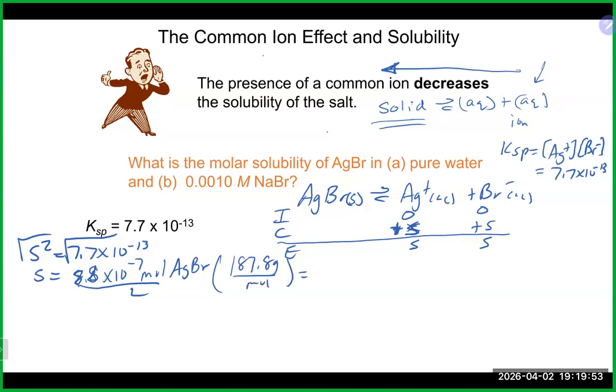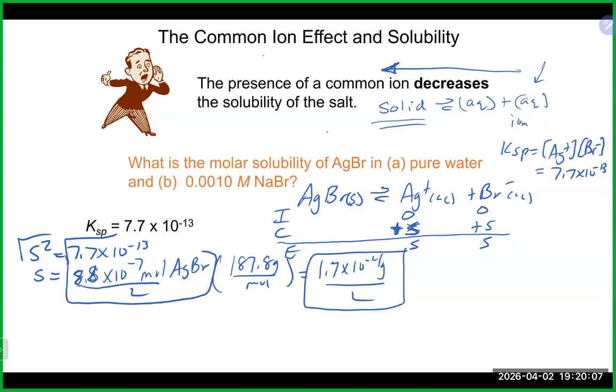And that means in water, we can get a solubility of silver bromide of about 1.7 times 10 to the minus 4 grams per liter. So this is the solubility in grams per liter. This is the molar solubility of silver bromide in water. Now, what would be the solubility of our silver bromide when we put it in a solution of 0.001 molar sodium bromide? So let's see how that all changes.